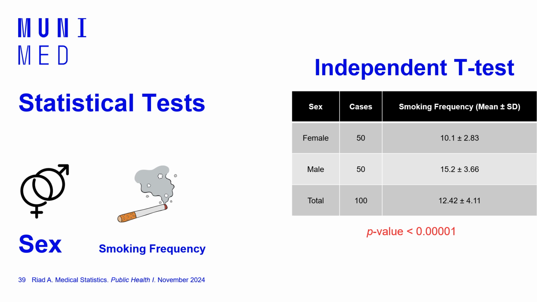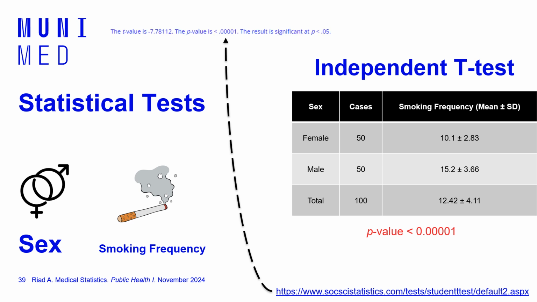And once we did the analysis for these groups, we found that the p-value was also significant. It was less than 0.0001, and this is a free tool that you can use to get this p-value, and in the classroom again we will train on this.